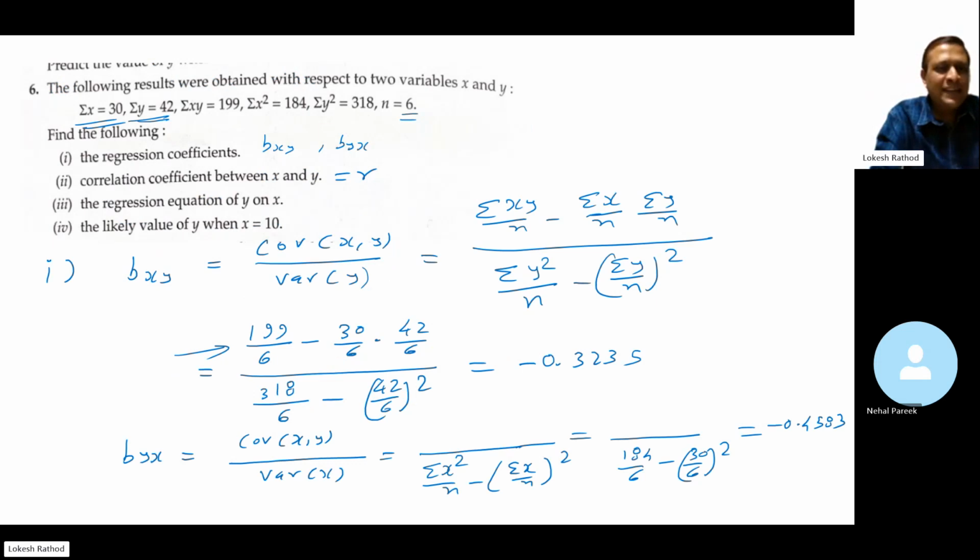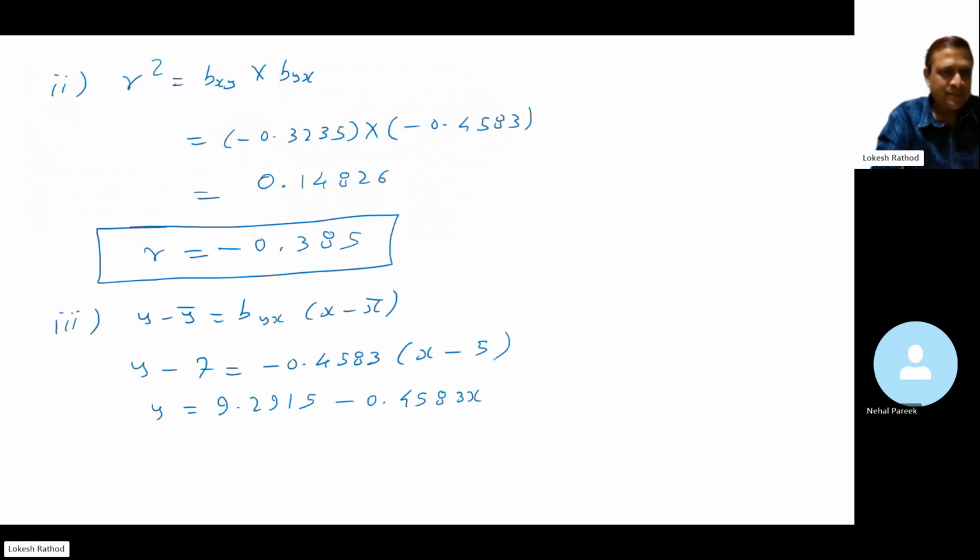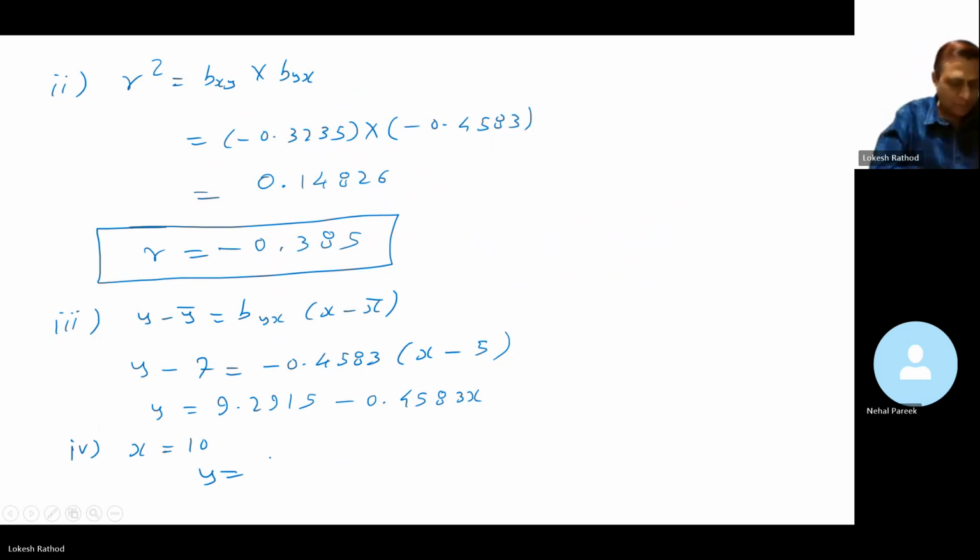We did fourth, the likely value of y when x is 10. So we just put the value of x. X is equal to 10. So what is the value of y? 4.7085. 4.7085.